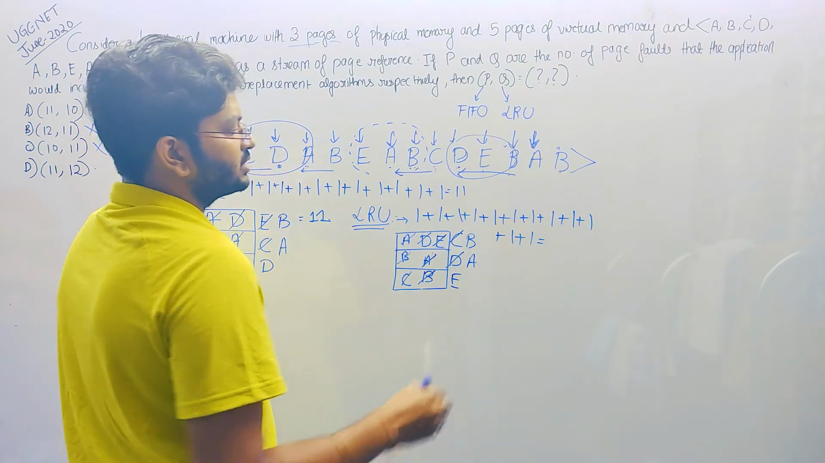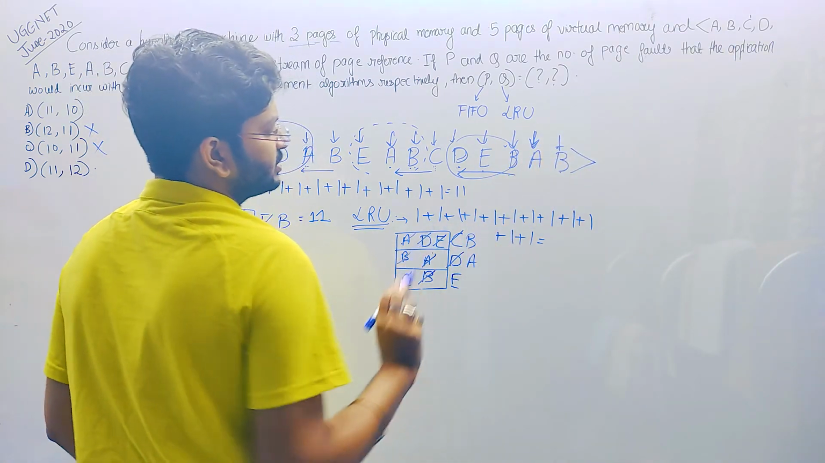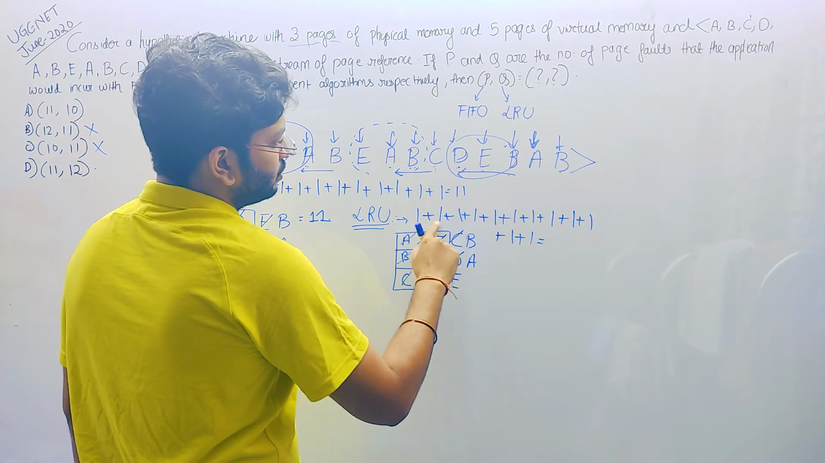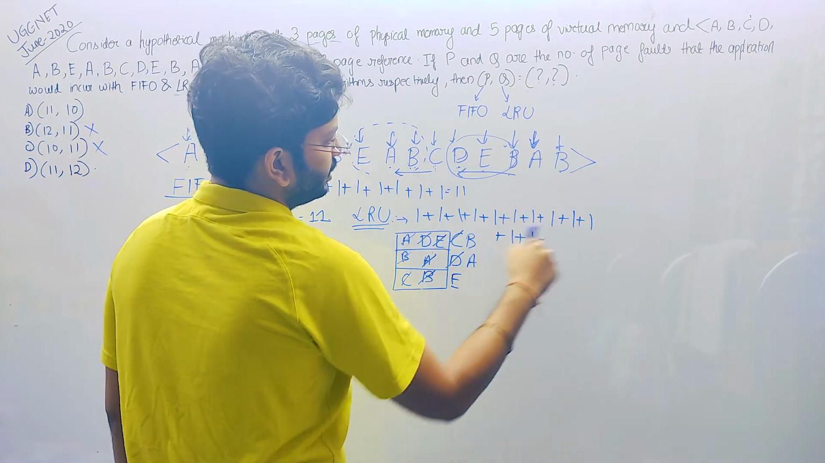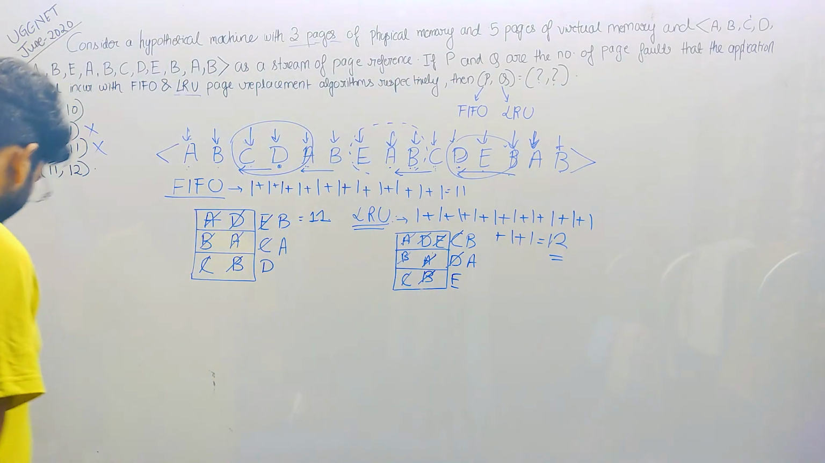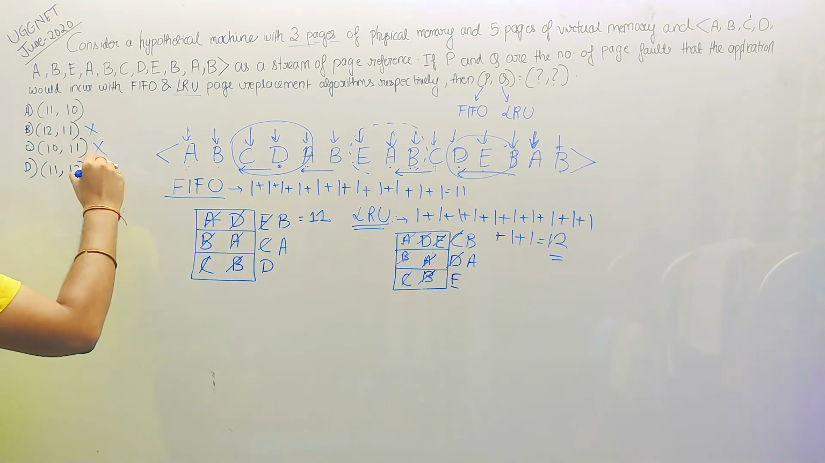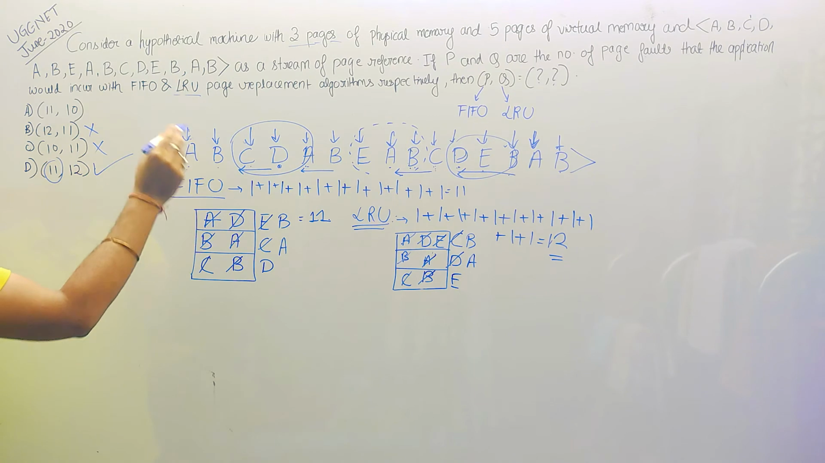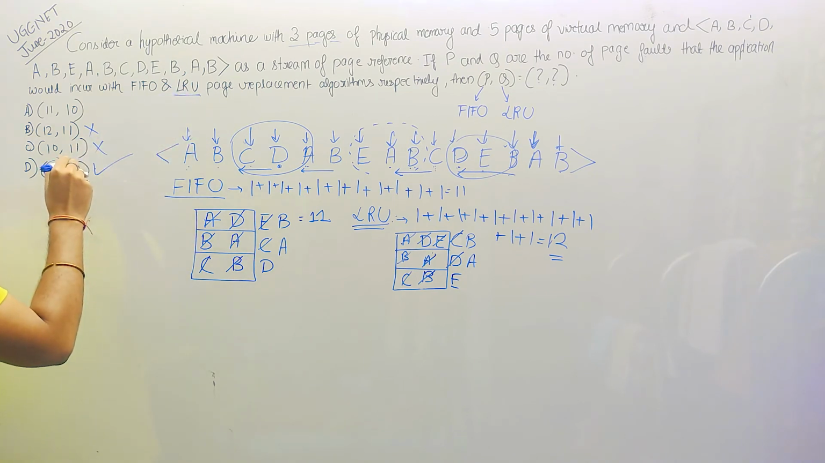Okay. Next comes B. B is already present, so no page fault for B. Now counting the page faults: 1, 2, 3, 4, 5, 6, 7, 8, 9, 10, 11, 12. Number of page faults for LRU is 12. So the correct option for this one is option D. That is, for FIFO the page fault is 11, and for least recently used, that is LRU, the page fault is 12.